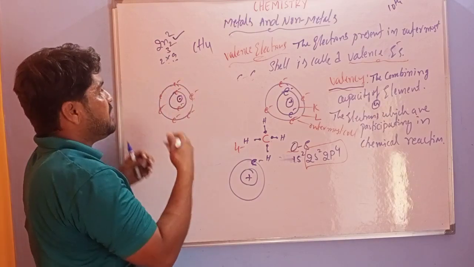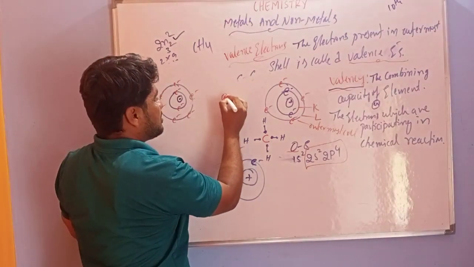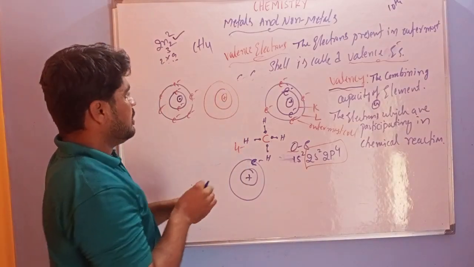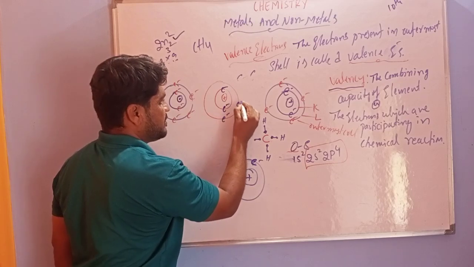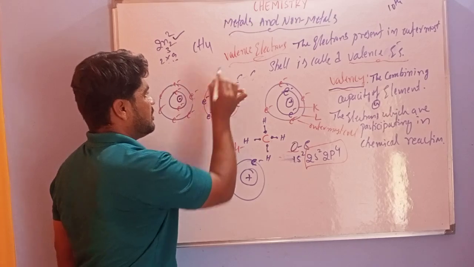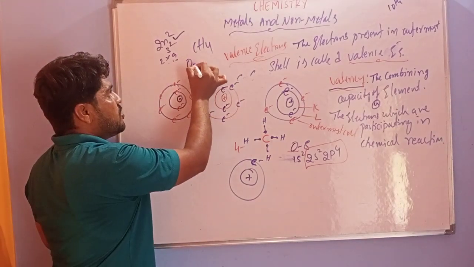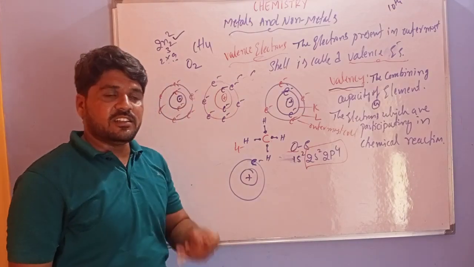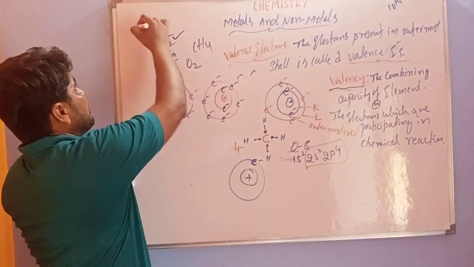I am taking one more structure of an oxygen atom. In this, the first shell has 2 electrons and the second shell has 6 electrons. This we call O2, the oxygen molecule. In nature, oxygen is obtained as a diatomic molecule.